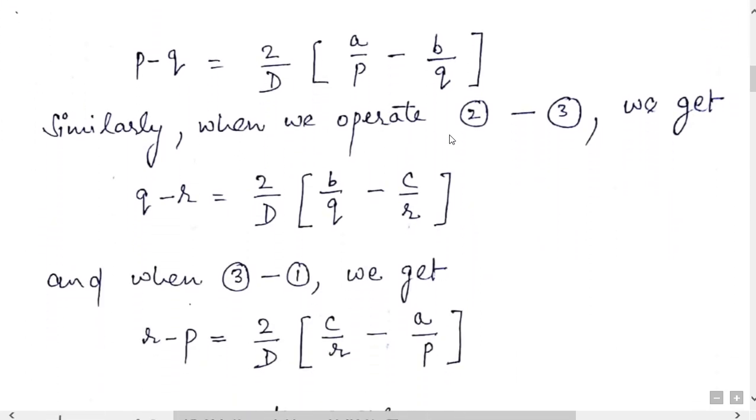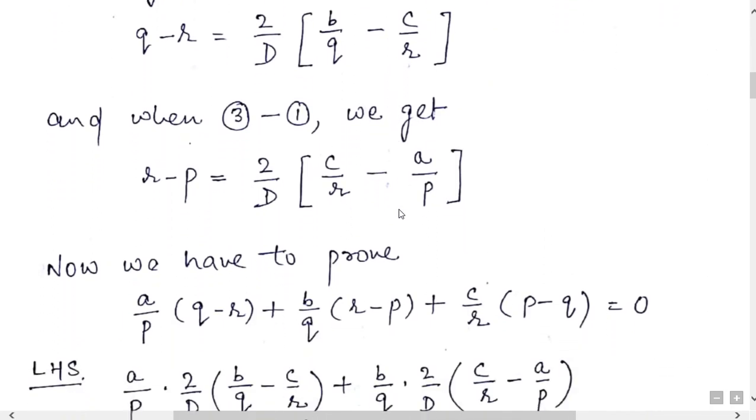Similarly, when we operate 2 minus 3, you can find out, because all the equations are of a similar pattern, it means you can easily find out Q minus R is equal to 2 over D inside bracket B over Q minus C over R. Similarly, if I subtract first equation from third one, I can find out R minus P is 2 over D inside bracket C over R minus A over P.